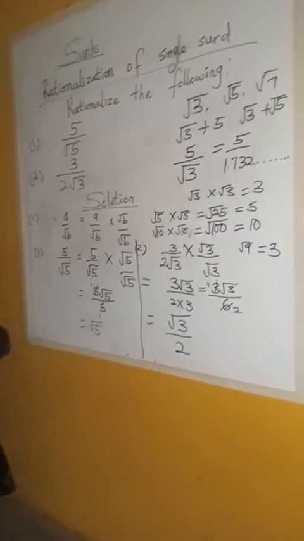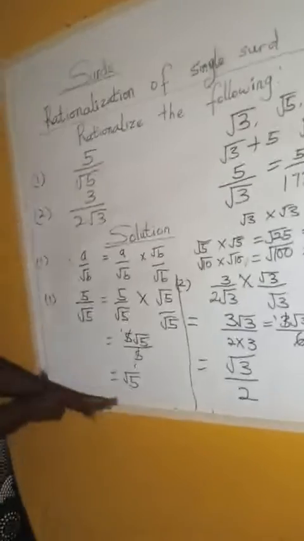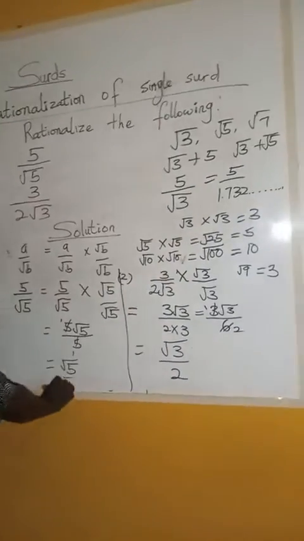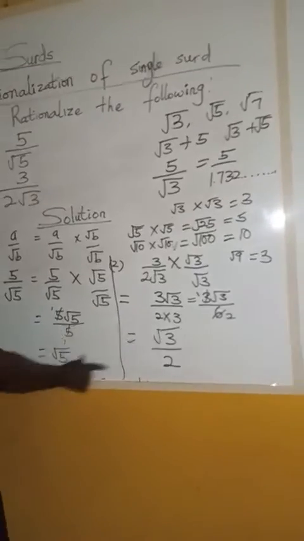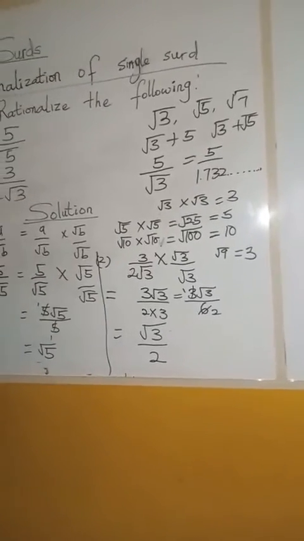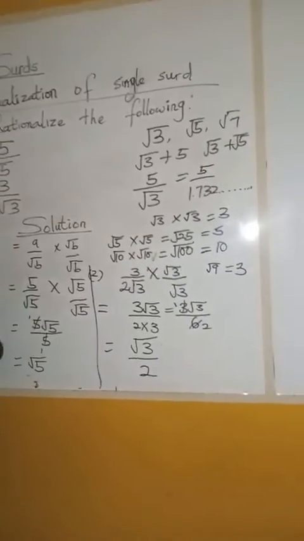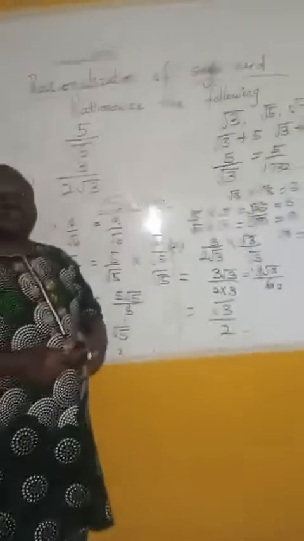In each of the cases here, the denominator is a rational number. The denominator here is 1, which is a rational number. The denominator here is 2, which is a rational number. So that is what we refer to as rationalization of surds.